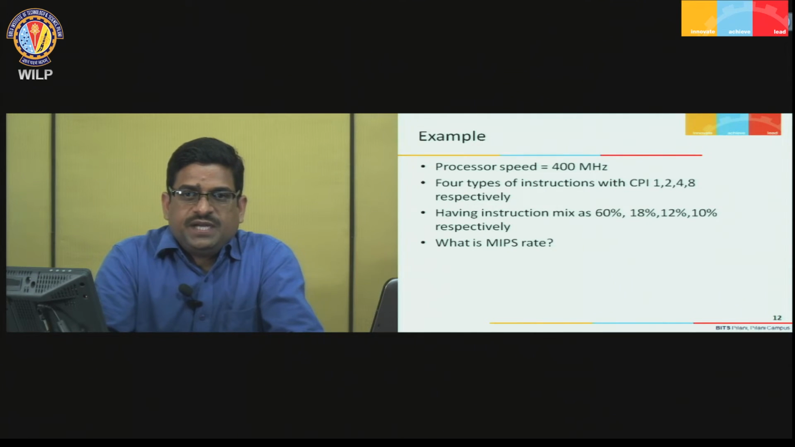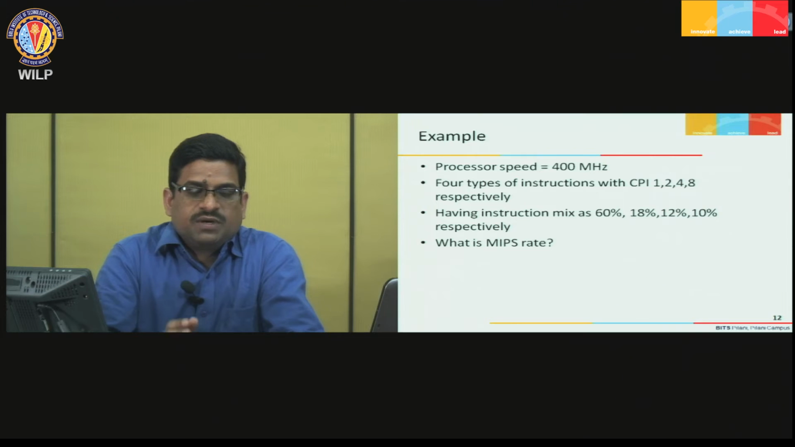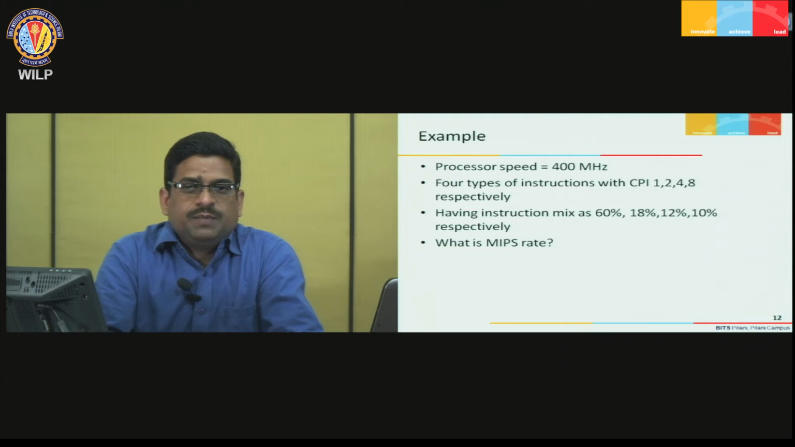Let us say the processor speed is 400 megahertz. There are 4 types of instructions, and each type has a different CPI, cycles per instruction. The number of cycles required to execute each type is 1, 2, 4 and 8 respectively. The instruction mix in the program is 60% of type A, 18% of type B, 12% of type C and 10% of type D, with respect to their CPI of 1, 2, 4, 8. We need to calculate the MIPS rate.